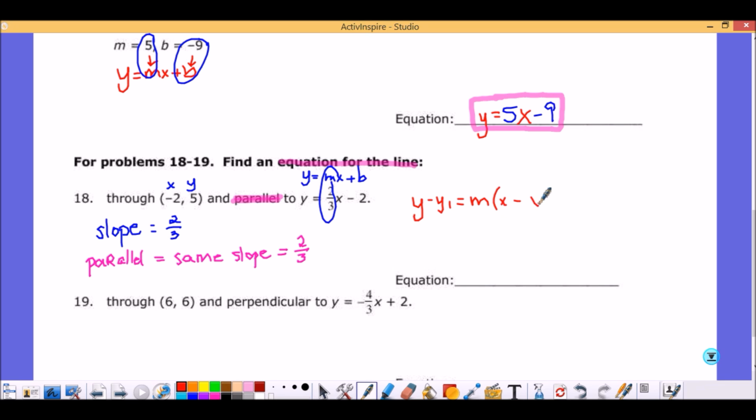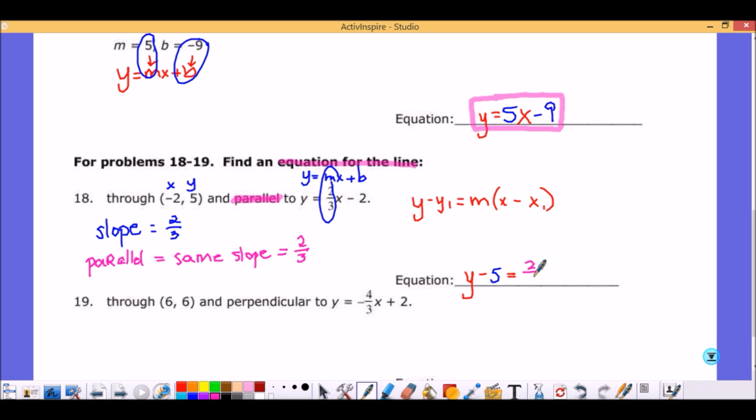All right, so now I have my x and I have my y. So I'm just going to start copying the problem down. y minus, and my y1 is 5. So it'll be a 5 first. Then I'm going to continue copying my problem down. My slope is the same, so it's going to be 2/3.